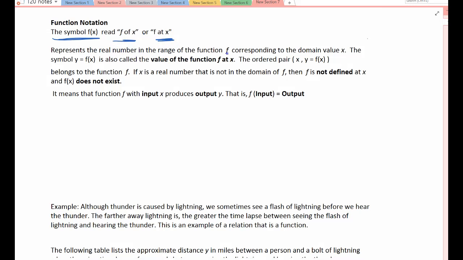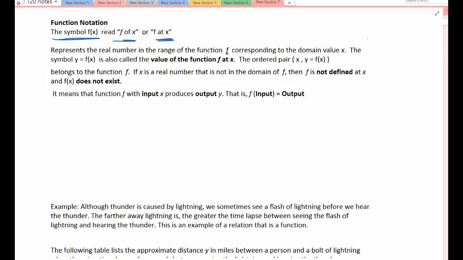And so it represents real numbers. Functions are always involving real numbers. You can only plug real numbers in, and you can only get real numbers out. And so the real number is the range of the function, right? The real number that comes out, that's my range, corresponds to some real number domain value. And again, it's always real numbers.